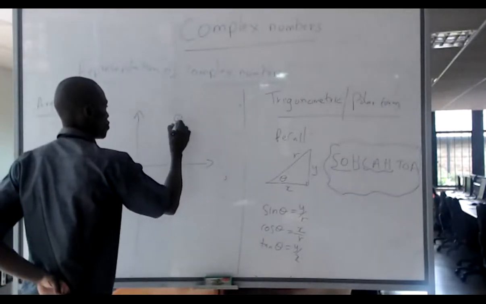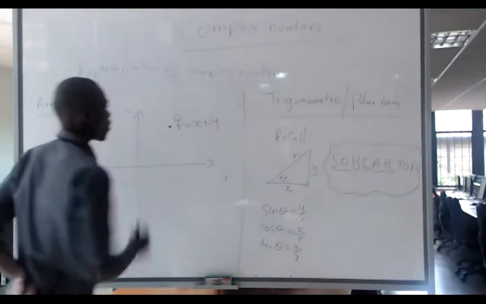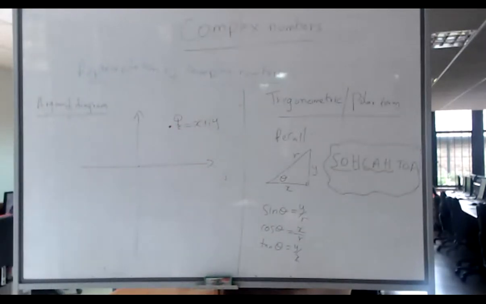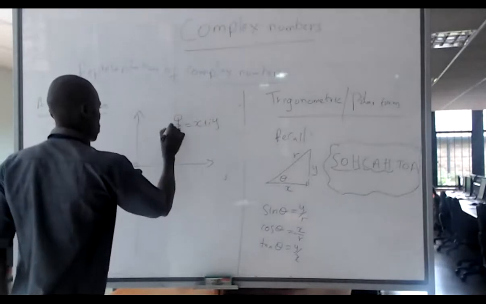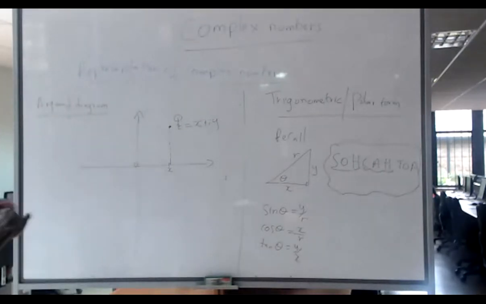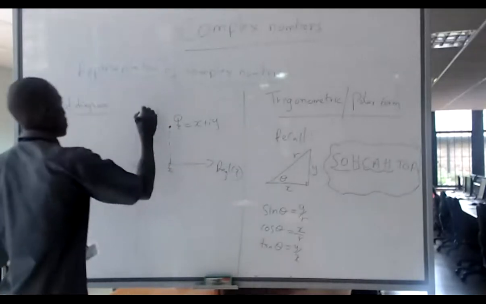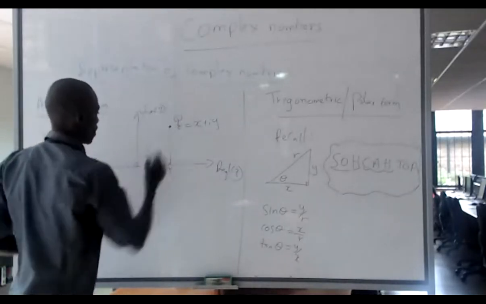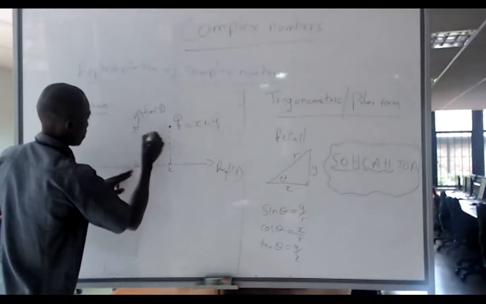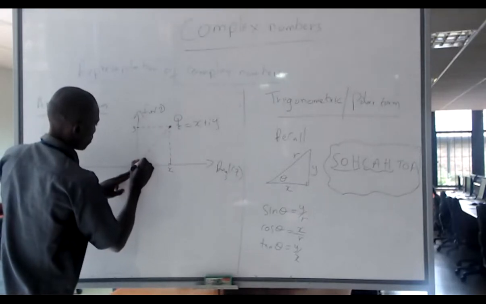Let me call this point Q. This point Q is z given by x plus iy, where x is the real part, y is the usual imaginary part. So that means from the origin, I need to move x units along the real axis. This is the real axis. This is the real part of z, the imaginary part of z. And then we have y units up. And therefore, we can come up with this triangle.